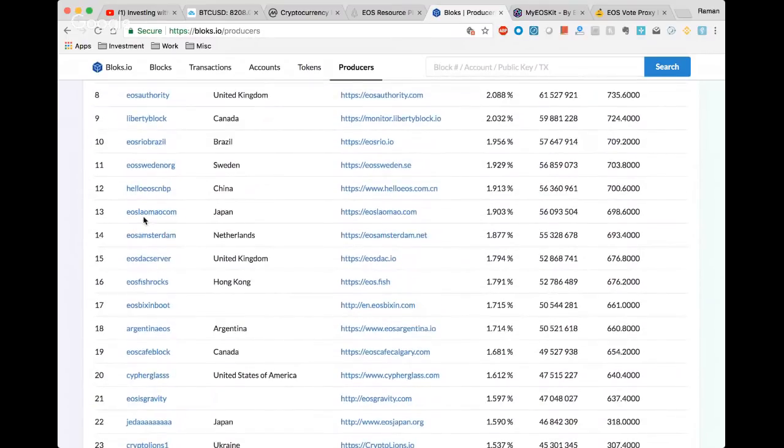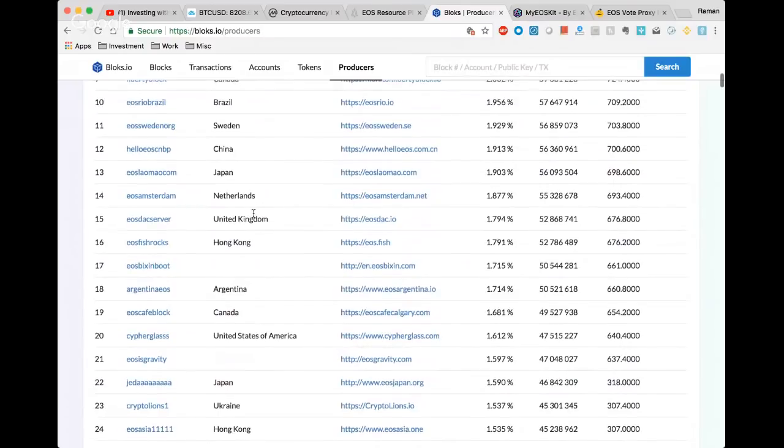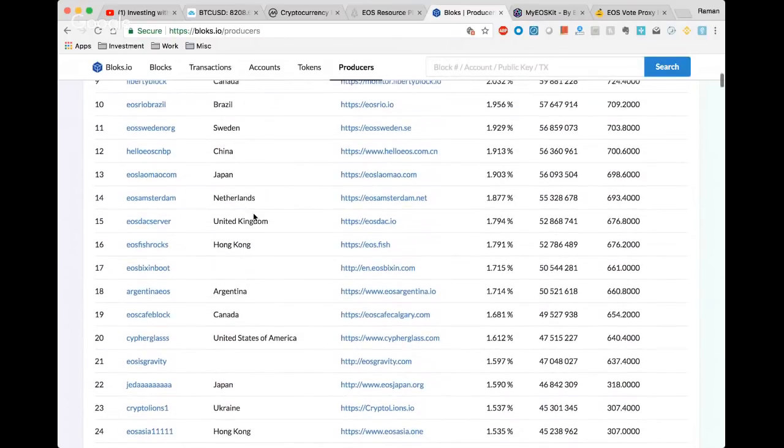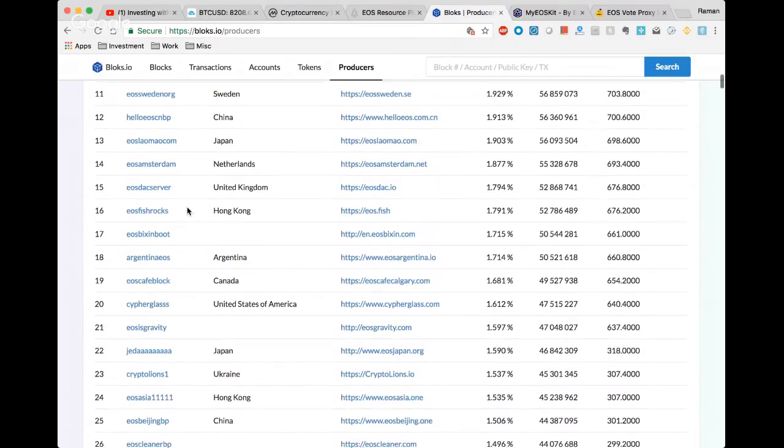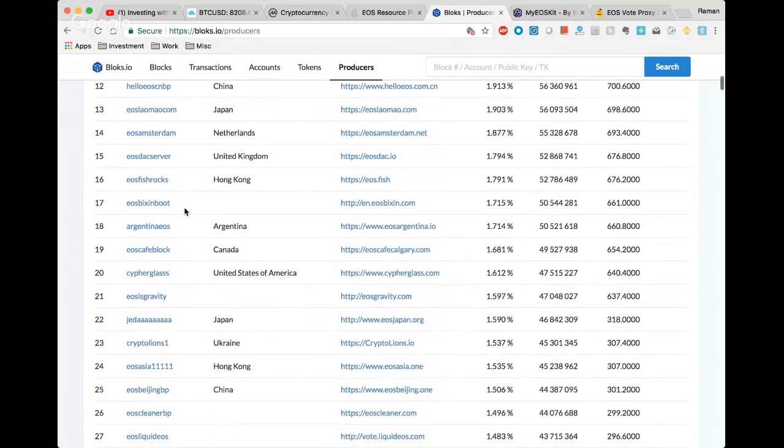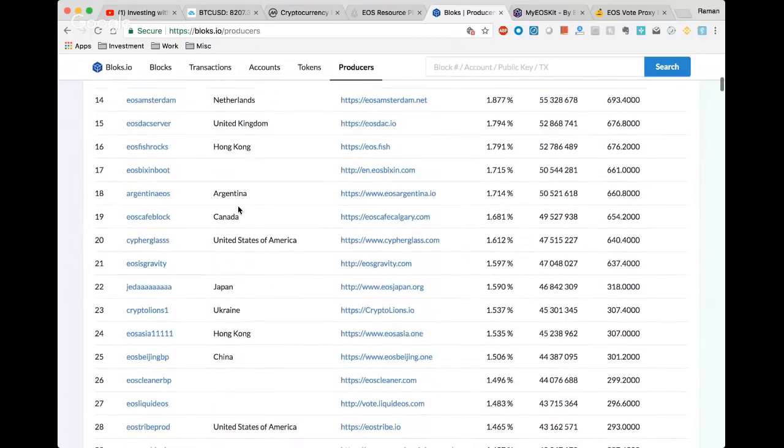I think EOS Laomao is a surprise because this is something which came up recently. They're getting a lot of votes. We would definitely start looking into them and understand whether we should consider them or whether they are good for the system. We have not really looked into them a lot. Most of the others are the same, which we have been looking into. Definitely, we are not happy with EOS Bixin Boot. We couldn't find much information about them. We are going to spend more time on that.